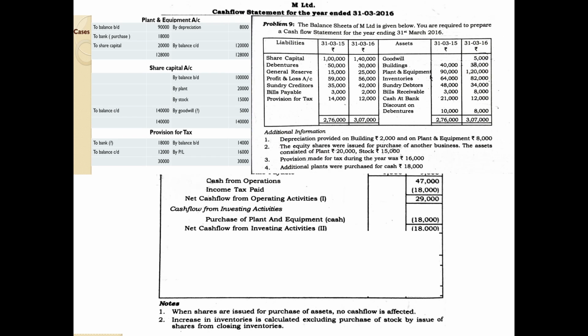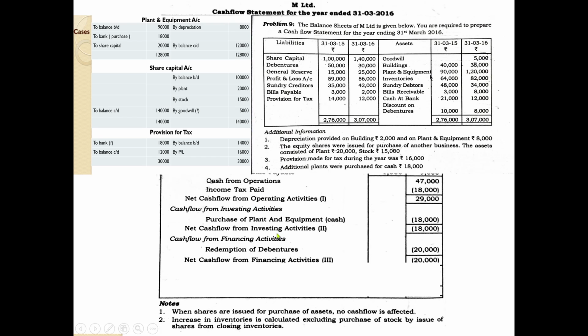Next one, cash flow from investing activity. Mainly you have to go through the asset side, and we have already prepared a plant and equipment account. In that there is a purchase of 18,000 that has to be shown. There is no other information regarding any of the fixed assets, so let us close cash flow from investing activity: minus 18,000.